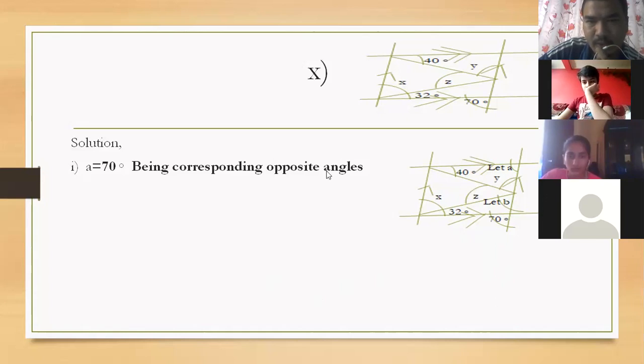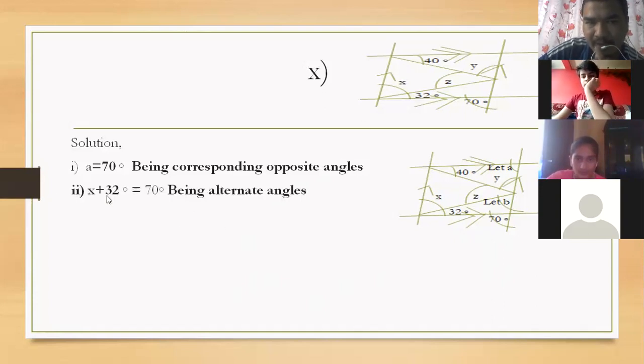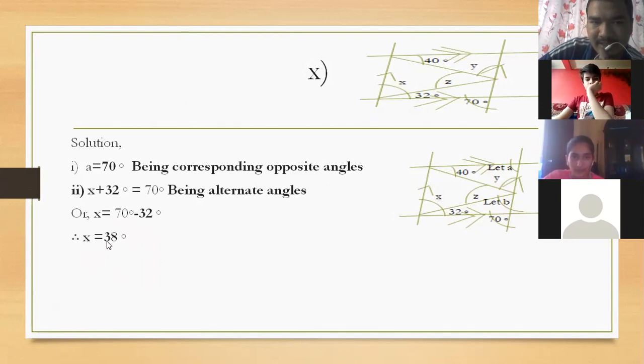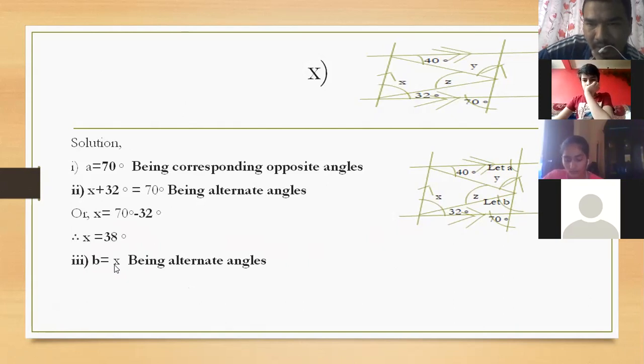Okay, Ishika? Yes, sir. x plus 32 will be alternate angle with 70 degree. Then x plus 32 is 70 degree, because this will form a Z shape, and these lines are parallel also. Then the x value comes 70 minus 32, you will get 38 degree, right? X value came. Now x value will be equal to B value because x and B are alternate angles. B equals x, being alternate angle.